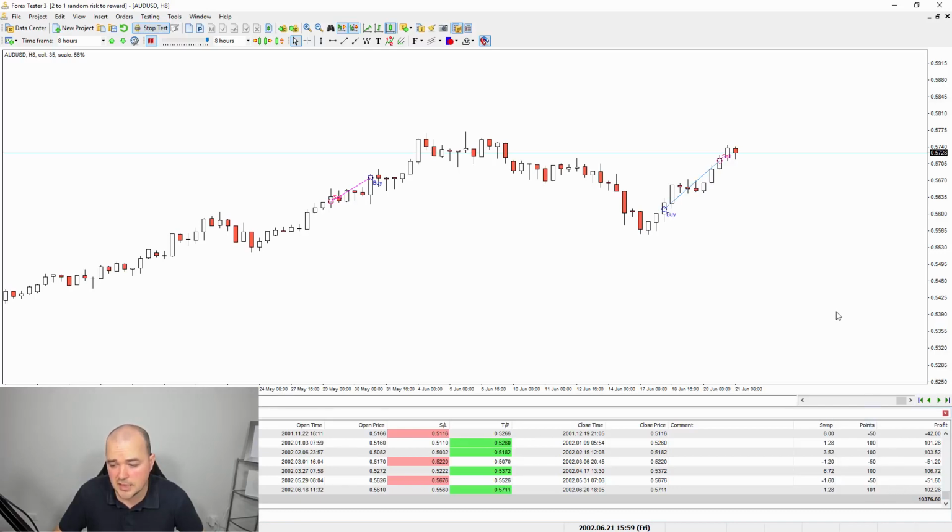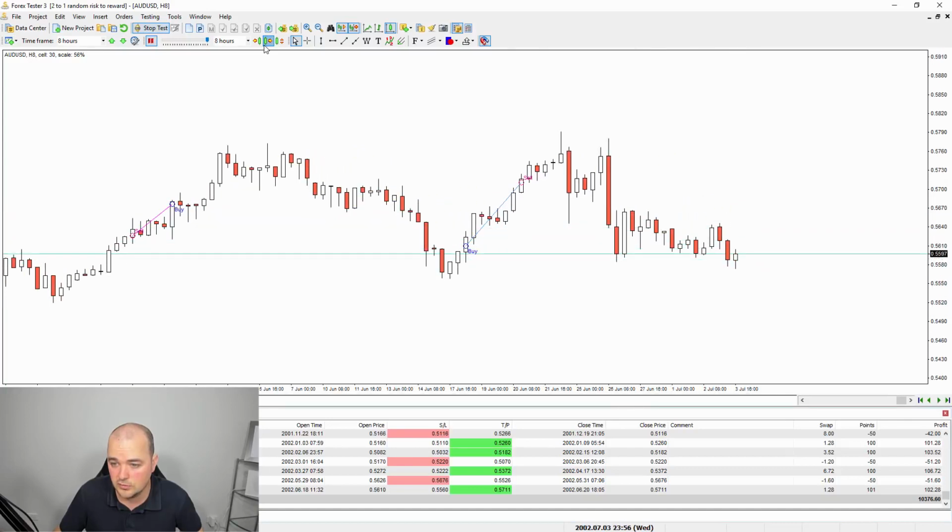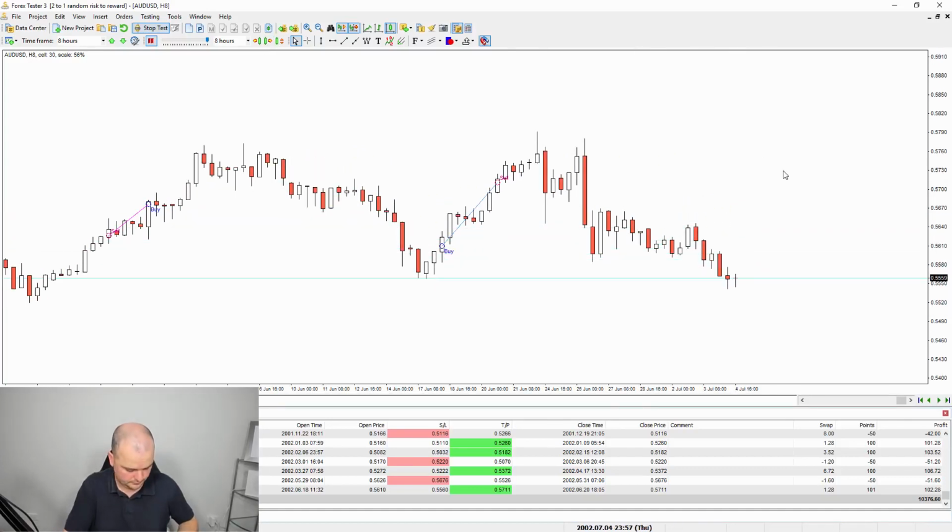So the account is at $10,376. So we've made a profit of $376.60 using randomness and a 2-to-1 reward to risk profile. And no technical analysis here, just complete randomness and just going to random points on the chart. Let's find another one. Let's go, this will do.